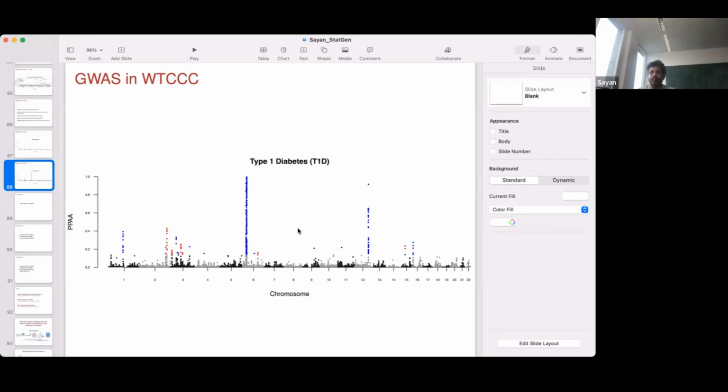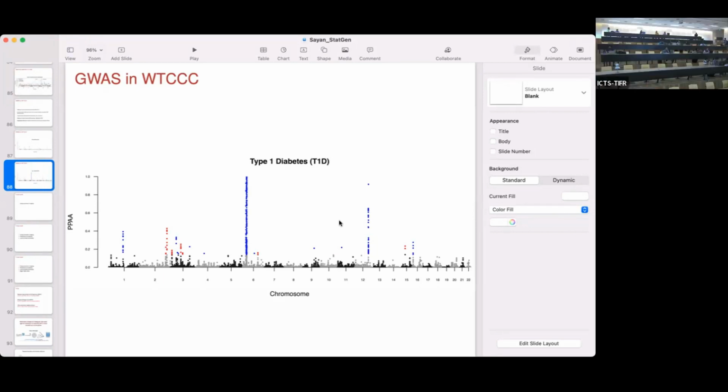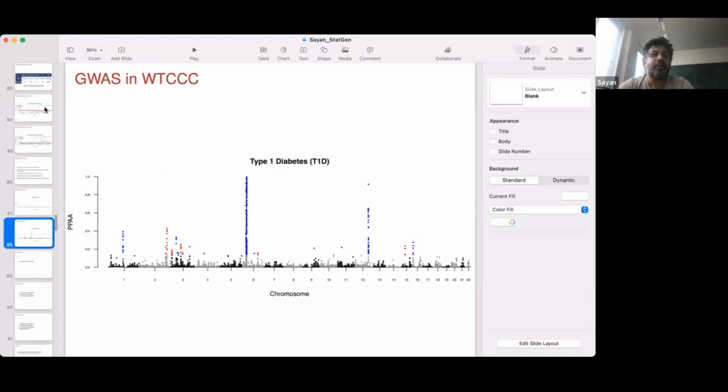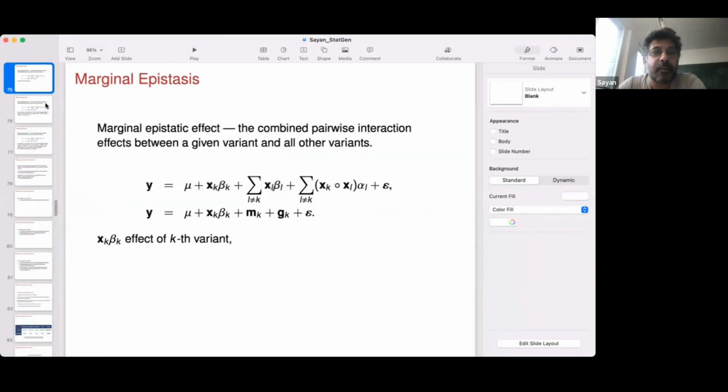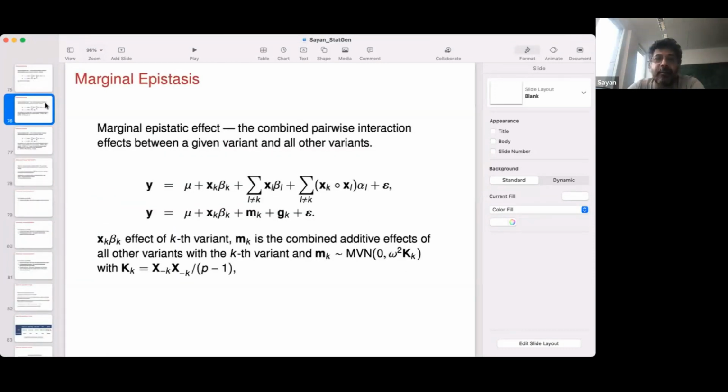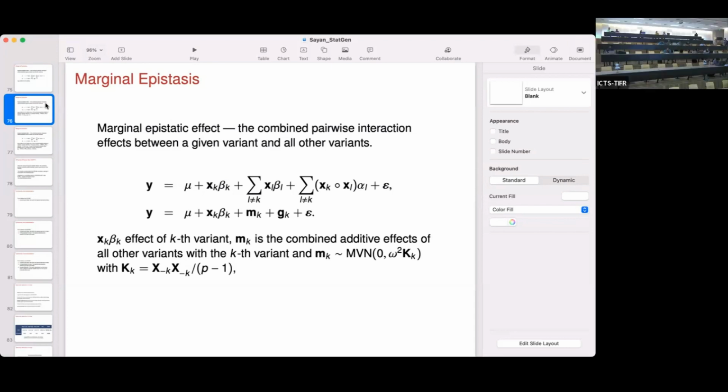Hello. Sir, you have said that this method gives effect size. How can we interpret that effect size? And you have written that these effect sizes are the additive effect sizes. So can we interpret these beta coefficients as we do for linear regression for each time point? Because these are additive ones.